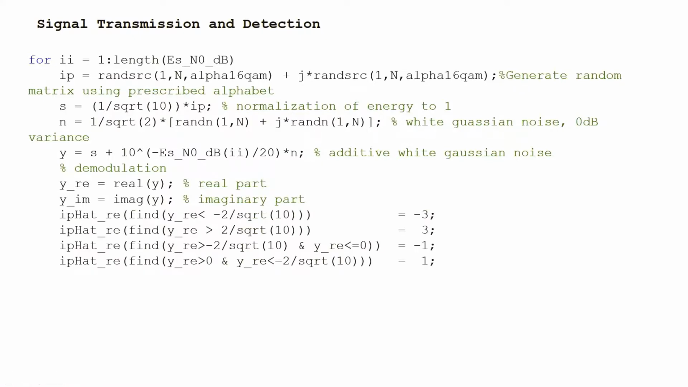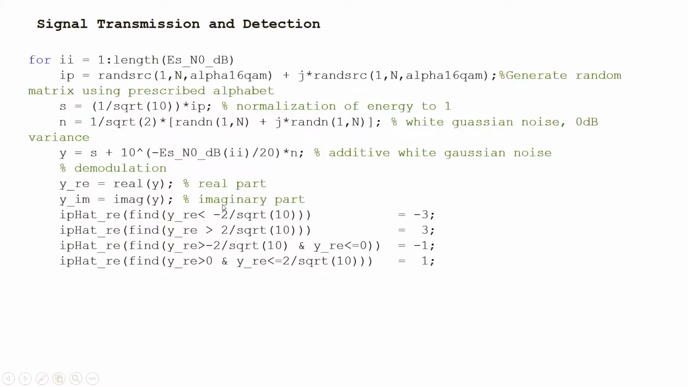Now, in order to get the output symbols, we have four alphabets: -3, 3, -1, and 1. First we are determining the real part of the output. So ip hat underscore re is the real part. For the alphabets, we are calculating the values of ip hat underscore re. In the first case, we are comparing this y underscore re value with this factor, -2 times square root. Again, this is the normalized value.